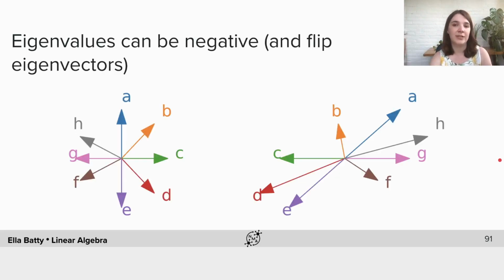Eigenvalues can be negative, and if an eigenvalue is negative, that means that the eigenvector is flipped after the transformation. So I was a little bit inaccurate earlier when I said that eigenvectors don't change direction. They can change to the opposite direction as long as they lie along the same line. So here C and G are still eigenvectors.